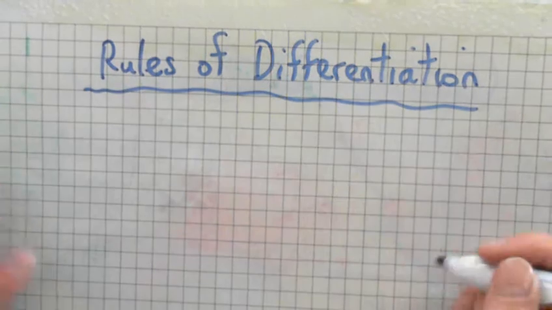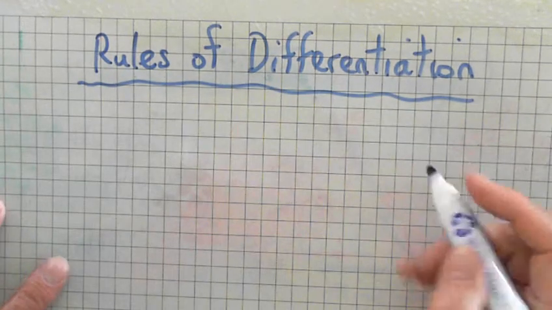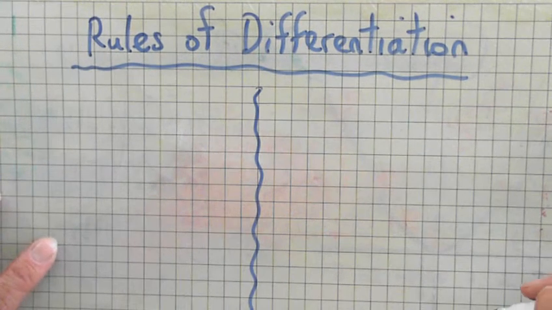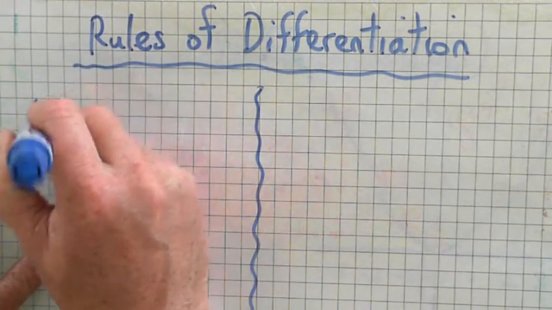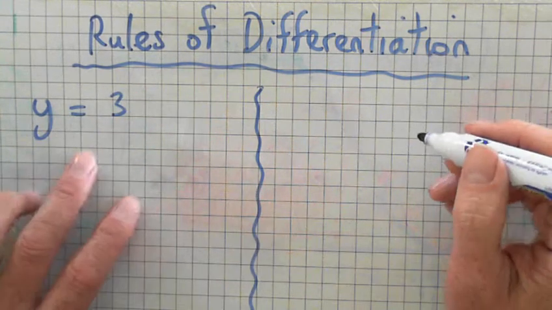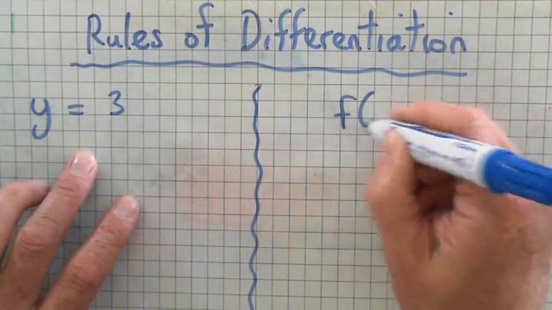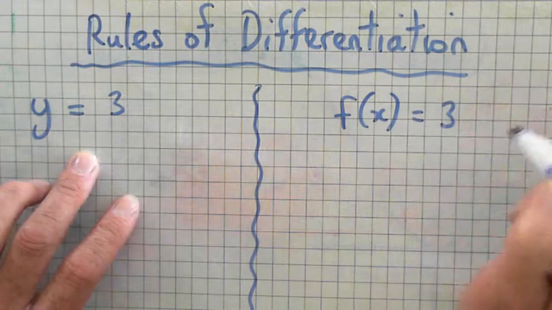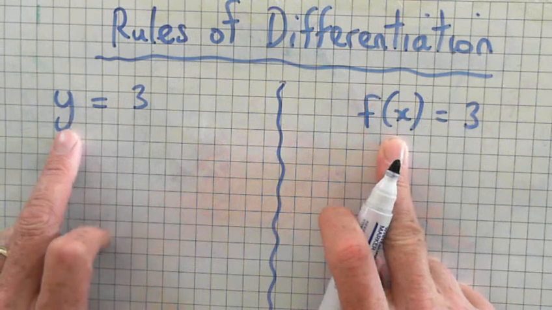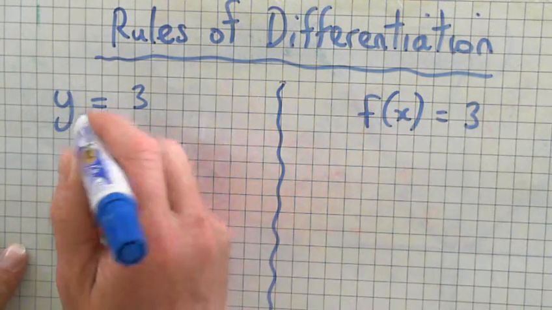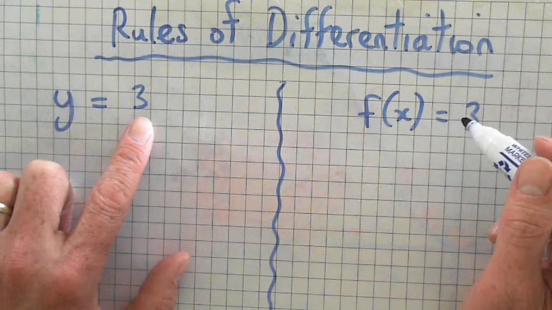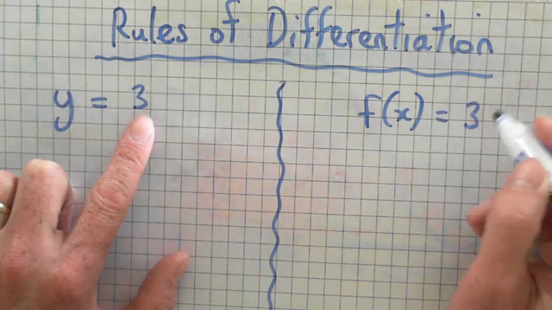Rules of differentiation. There are two ways it can be written. We'll go y is equal to 3 and f(x) is equal to 3. Same sum written in two different ways. Remember, f(x) is the same as y. And numbers like 3, 4, 4.5, any numbers, are called constants.